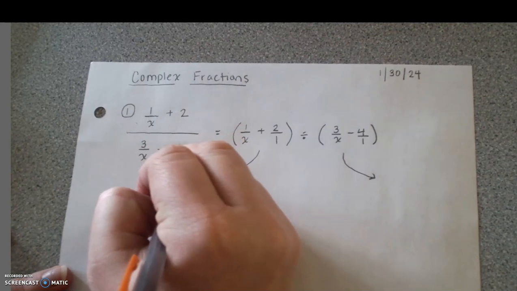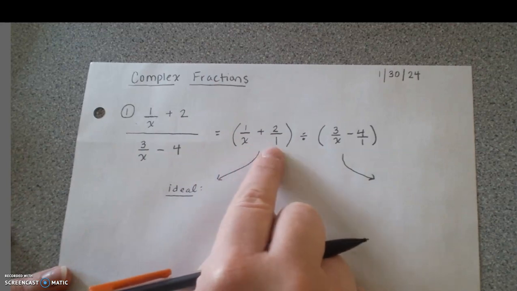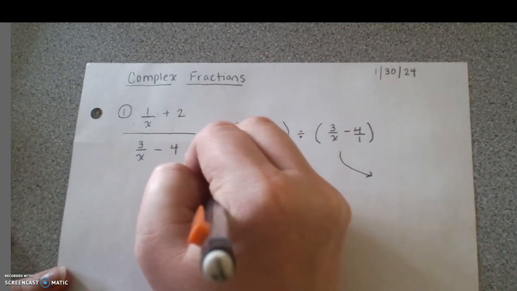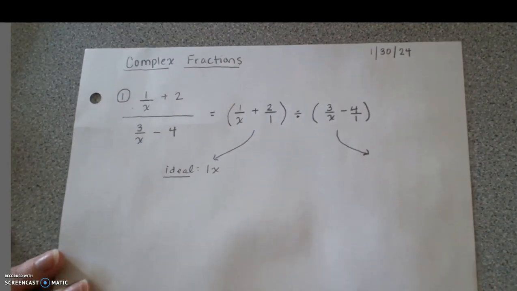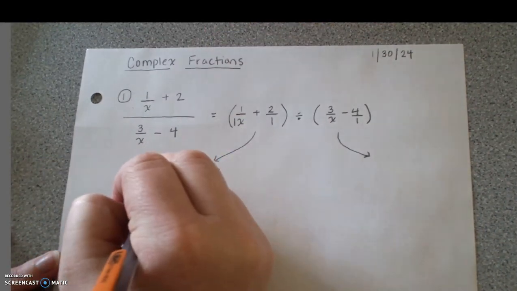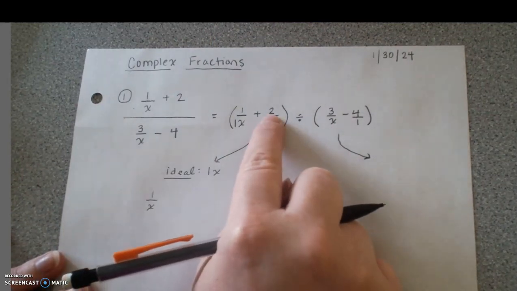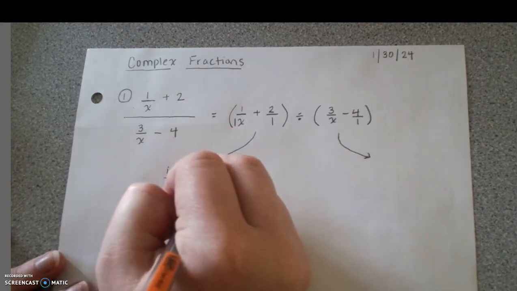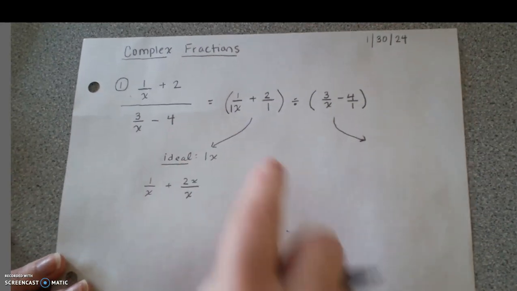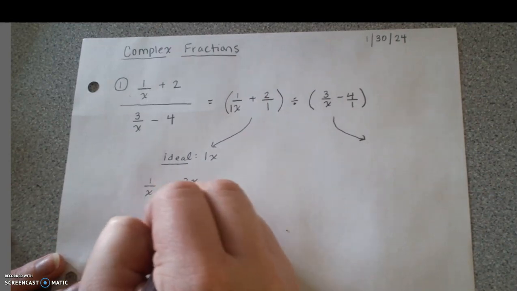So my ideal denominator for this side is 1x, right? This side needs an x, this side needs a 1. It already has a 1, an invisible 1. So 1x is my ideal denominator. Well, how do I get it there? This side has a 1 and an x, so it's good. It's already how it needs to be. But this side needs an x, so I'm going to multiply the top by an x to get 2x, and I'm going to multiply the bottom by an x to get a 1x. Now my left side can combine to become 1 plus 2x over x.